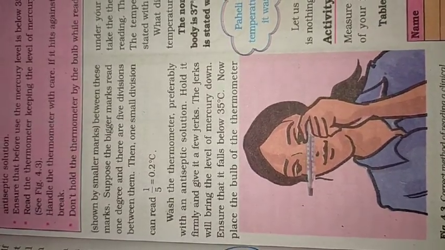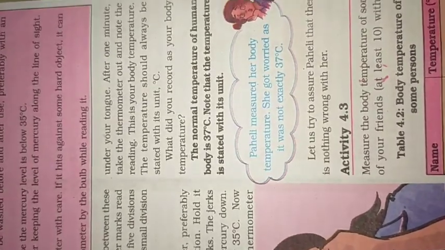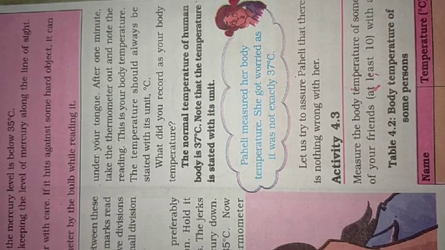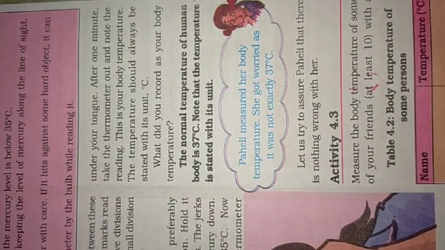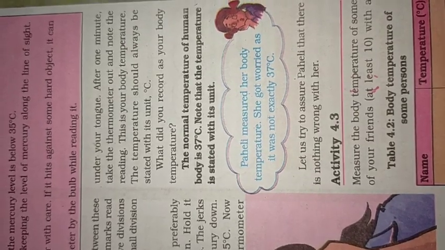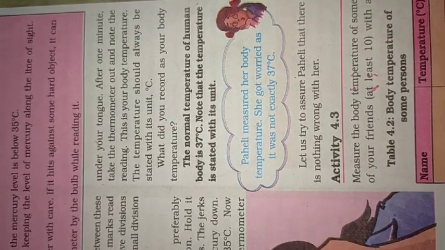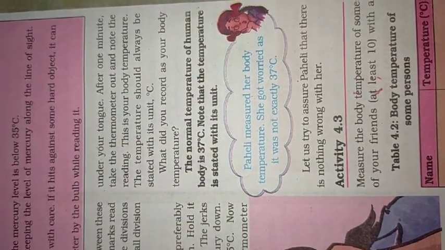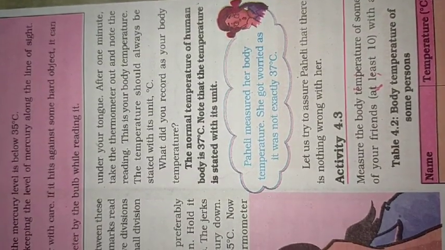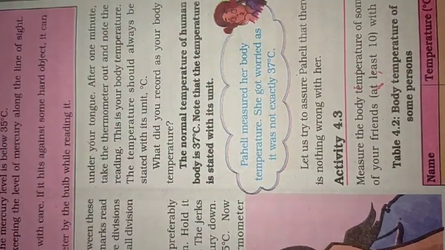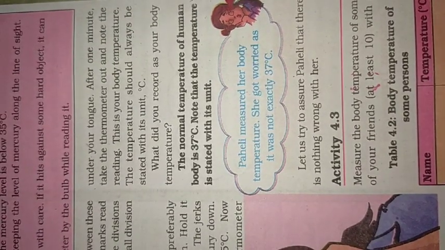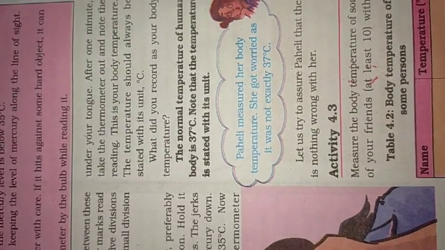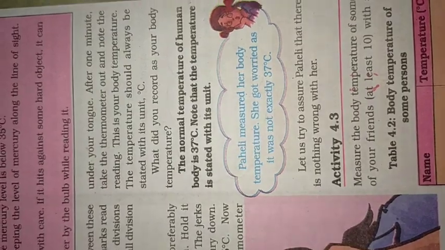Now place the bulb of the thermometer under your tongue. After 1 minute, take the thermometer out and note the reading. This is our body temperature. The temperature should always be stated with its unit, degrees Celsius. The normal temperature of the human body is 37 degrees Celsius.